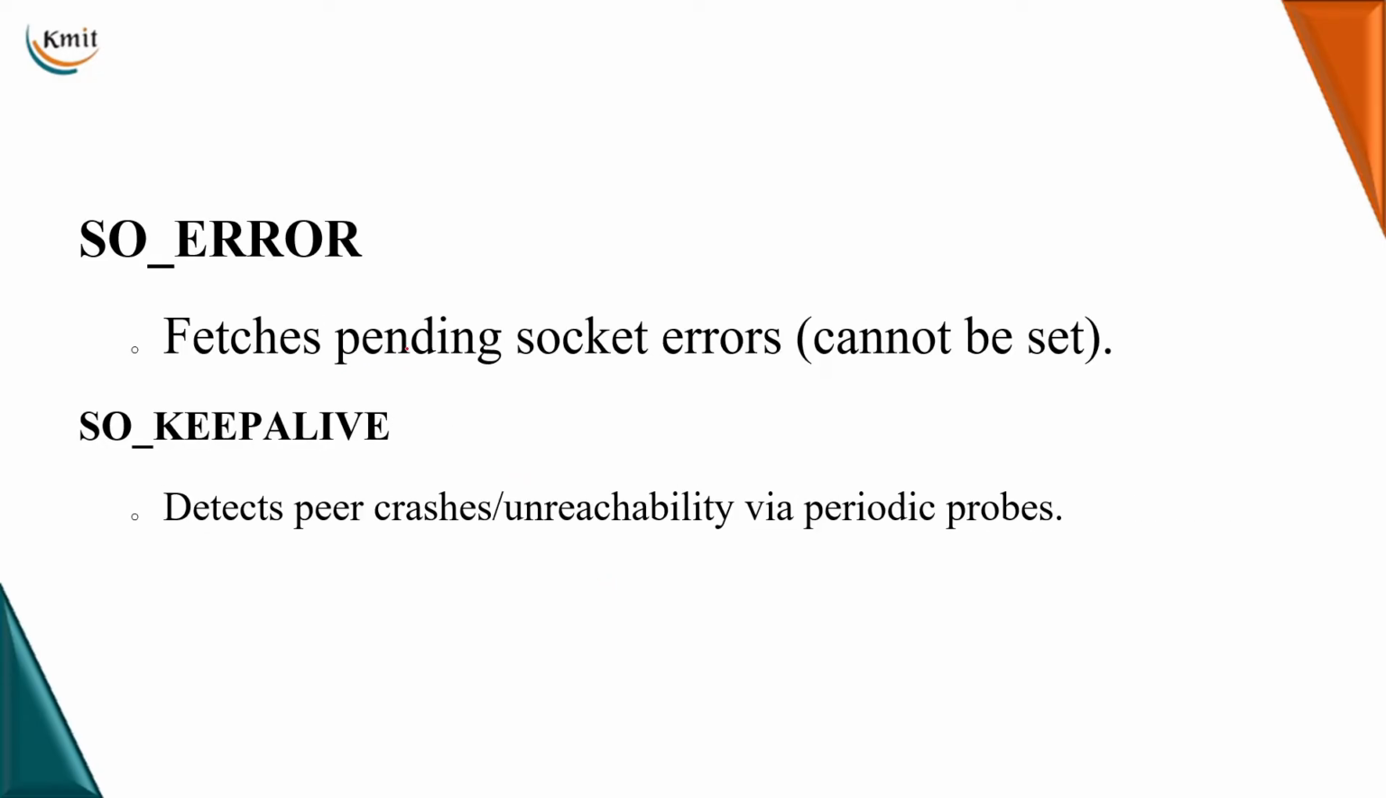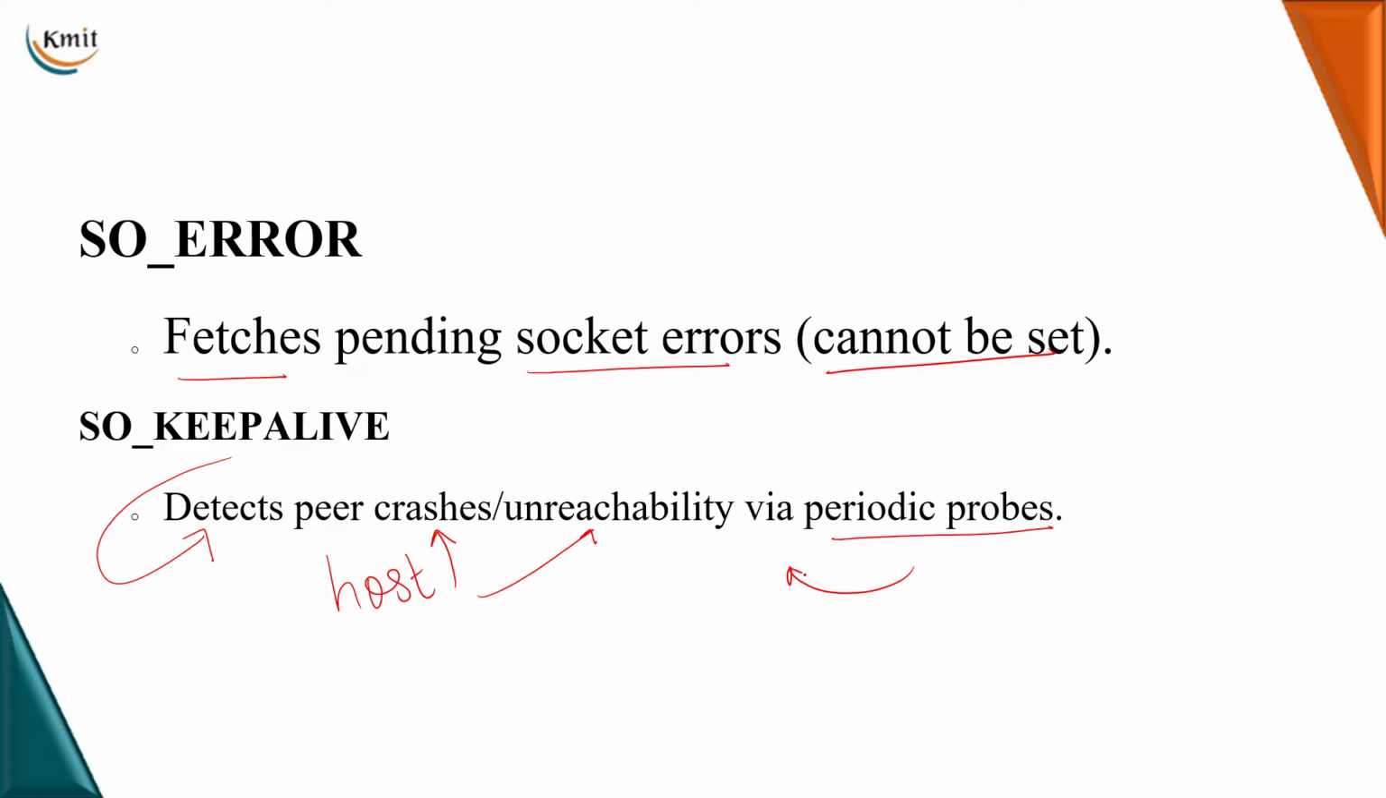Then we have the socket error option, which cannot be set and can only be read or fetched, where it will fetch the pending socket errors. Then we have the socket keep alive option, which is used to detect whether the peer host has crashed or is unreachable via periodic probes. If the host is reachable, it will respond immediately.